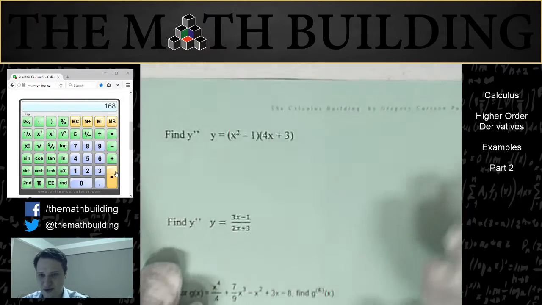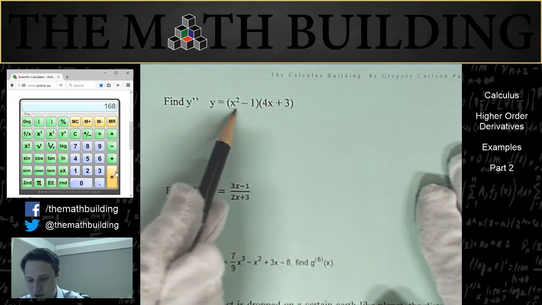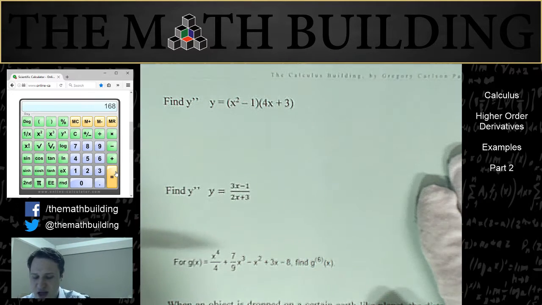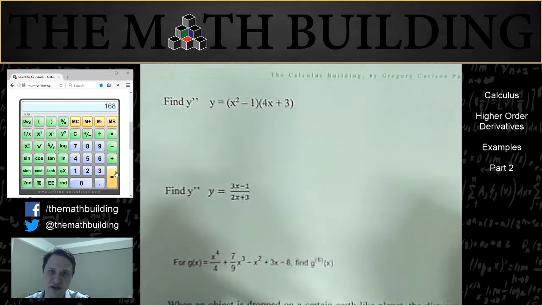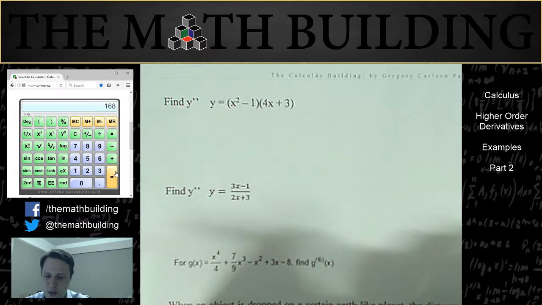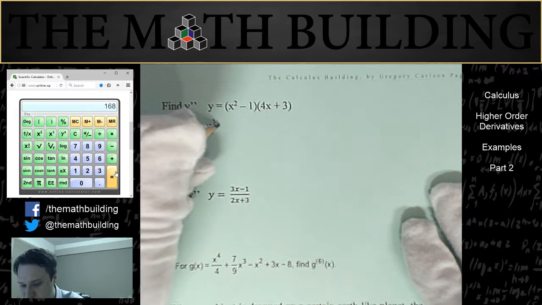All right, let's do a few more. We have y equals all of this, and we want to find the second derivative. I would consider recommending foiling this and then finding the second derivative because that would probably be easier. But just to show you, just in case you couldn't do that, I'm going to show you how to do this.